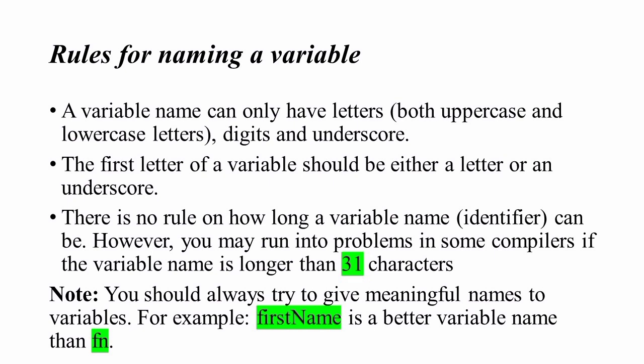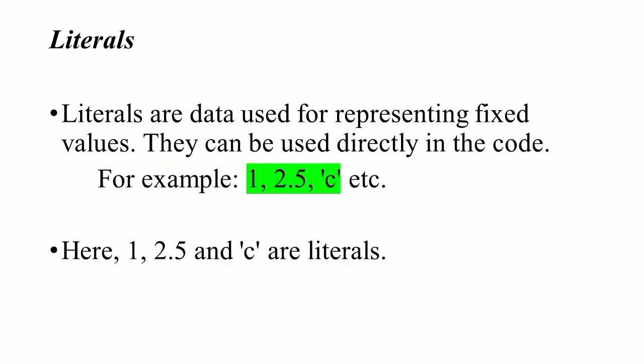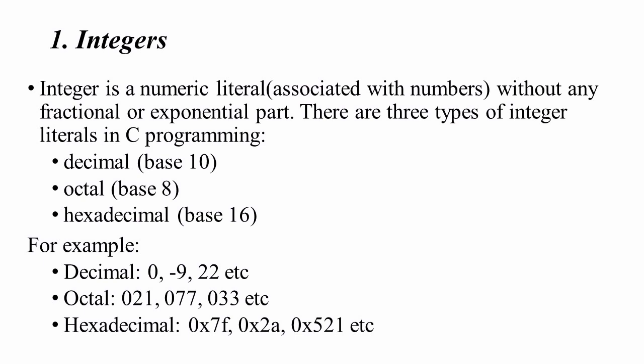Coming to literals. Literals are data used for representing fixed values. They can be used directly in the code. For example, 1, 2.5, 'c', etc. Here, 1, 2.5 and 'c' are literals. We have some different types of literals used in C programming.